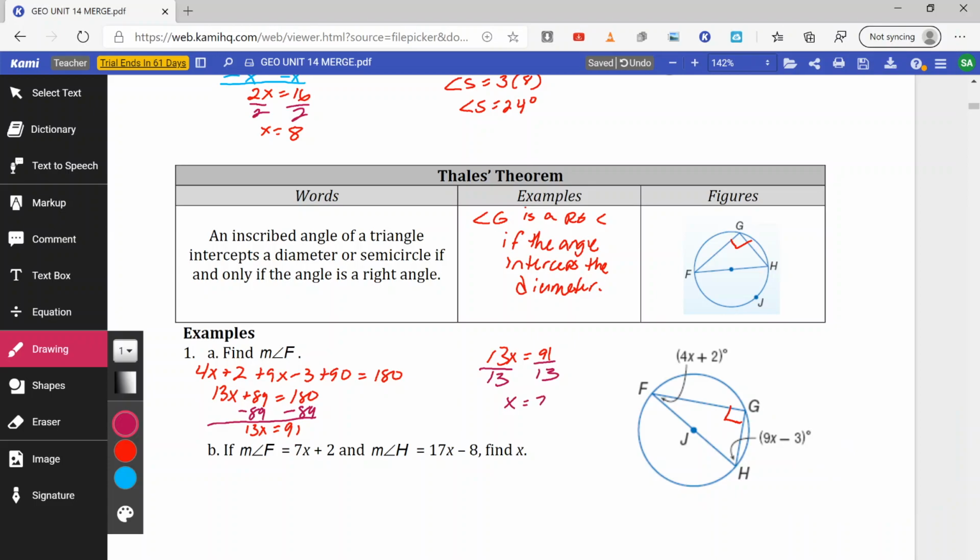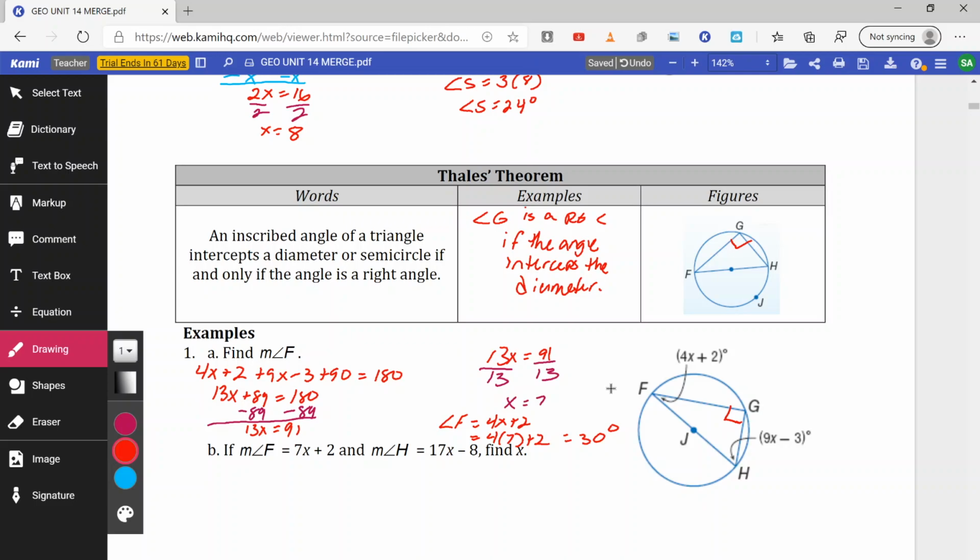So we know the value of x equals 7, but we were tasked with finding angle F, so I have to apply 7 for x into 4x plus 2. So we know angle F is 4x plus 2, which is really 4 times 7 plus 2. Well, 4 times 7 is 28, and I add 2, which means angle F is 30 degrees.